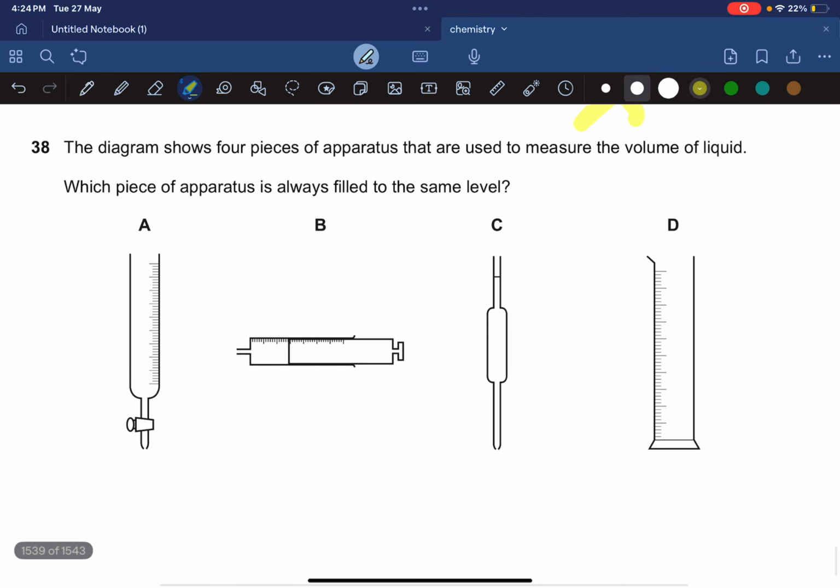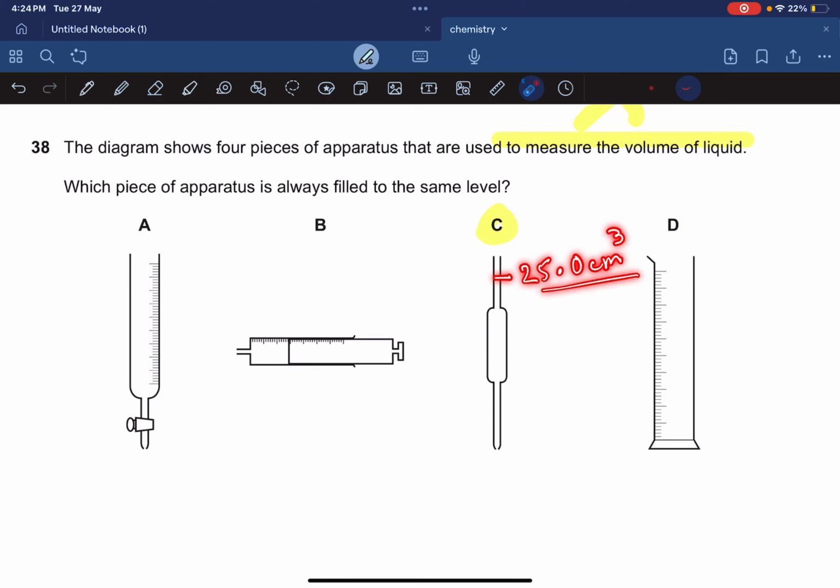The diagram shows 4 pieces of apparatus that are used to measure the volume of a liquid. Which piece of apparatus is always filled to the same level? Obviously a pipette, always filled to the same level, because there's a fixed mark of 25, or you can say 50 cm cube over here, and you fill it to that fixed mark, because that's the only volume you have on a pipette. Only one mark on the pipette, that's this.